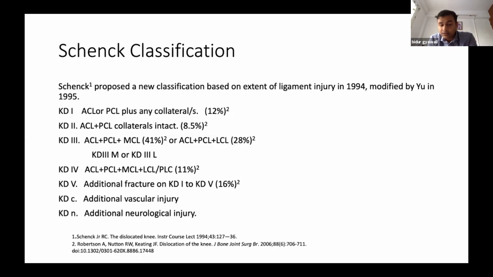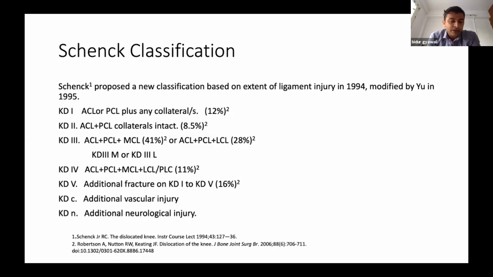Hence, KD3 injuries are the most common type, and KD4, that is all pan-ligamentous injury, ACL, PCL, MCL plus lateral collateral injuries, constitutes around 11% of the overall injuries. These are also quite rare, and these are quite devastating injuries with very high chances of complications.